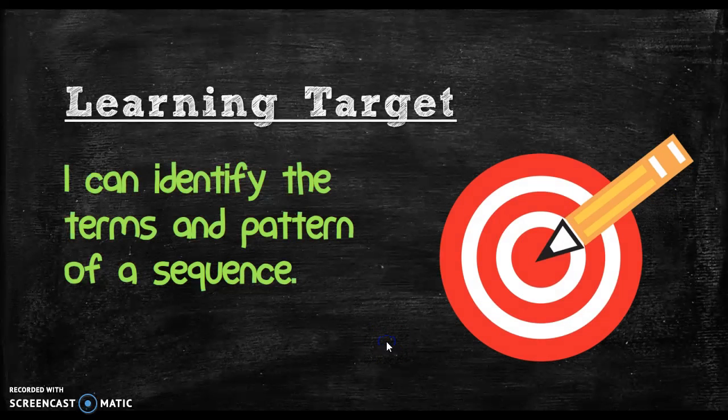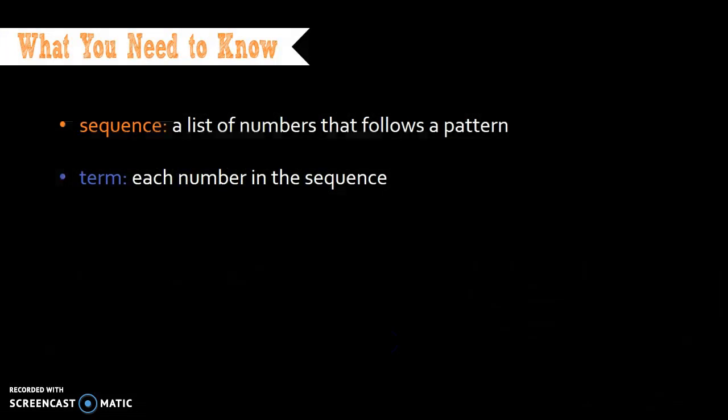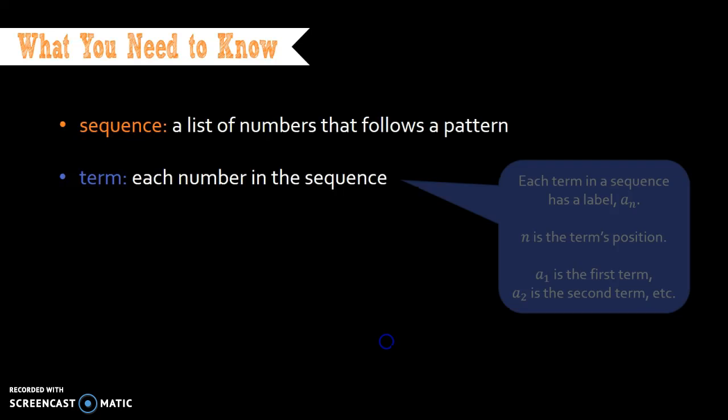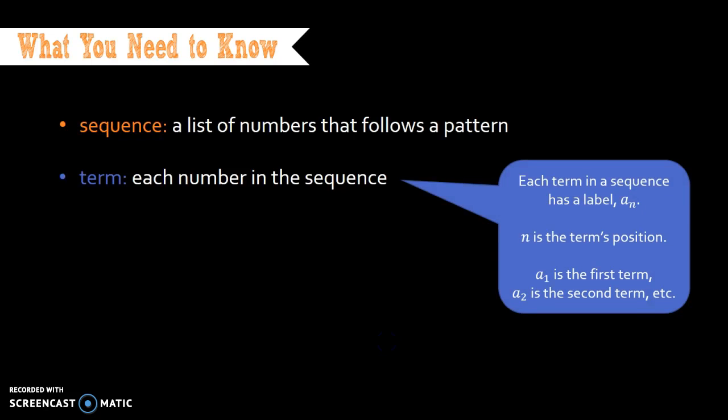I can identify the terms and pattern of a sequence. Here's what you need to know. A sequence is a list of numbers that follows a specific pattern, and a term is each number that's in that sequence. Every single term in our sequence has a label that we call A sub n.